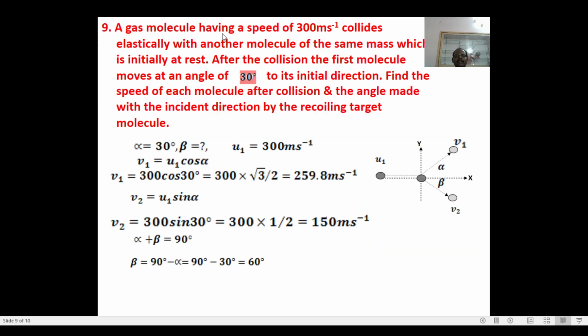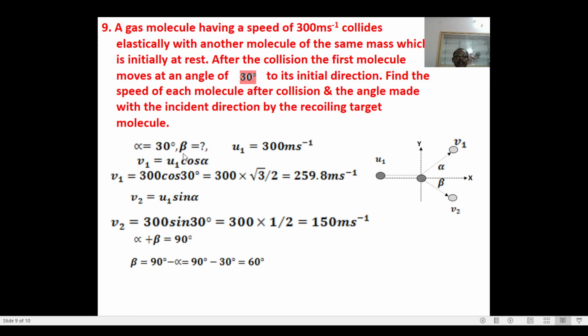9. A gas molecule having a speed of 300 meter per second collides elastically with another molecule of the same mass, which is initially at rest. After the collision, the first molecule moves at an angle of 30 degrees to its initial direction. Find the speed of each molecule after collision and the angle made with the incident direction by the recoiling target molecule. So this is a figure.